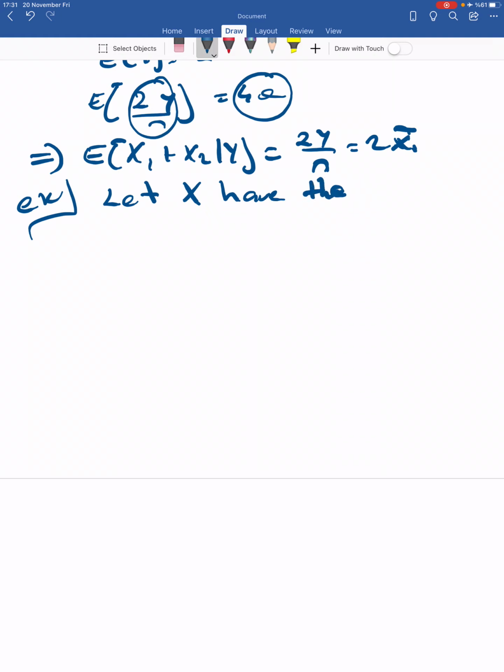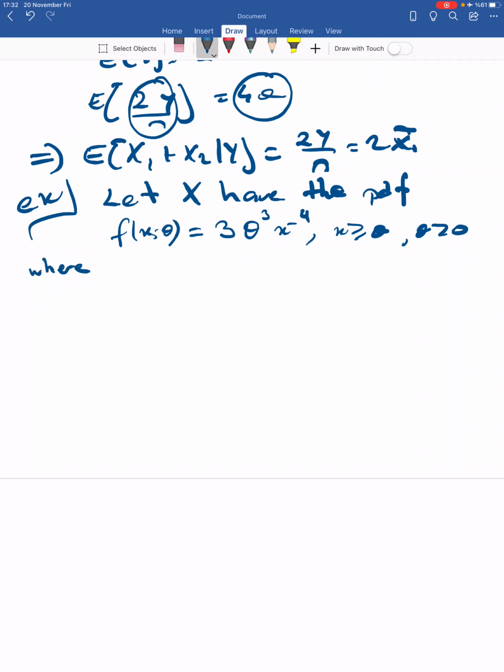have the PDF. Okay, so this is given to us. So we have 3 theta cubed x to the minus 4. The range of x depends on theta. Theta is positive. Here the mean and the variance is given, but actually I think we will not use this information. And sigma squared equals 3 theta squared over 4.